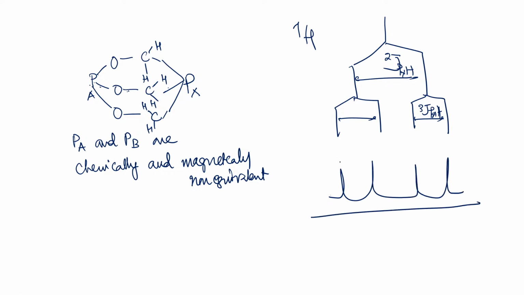So this coupling is PAH coupling, and then this gap is 2J PXH coupling. Is it clear now? Why it shows doublet of doublet?